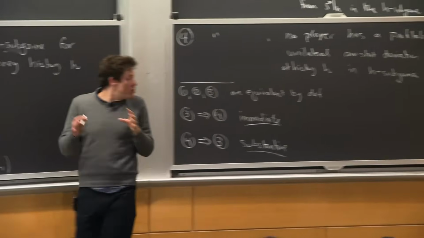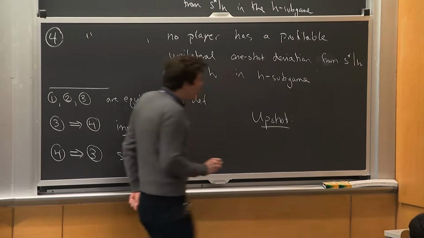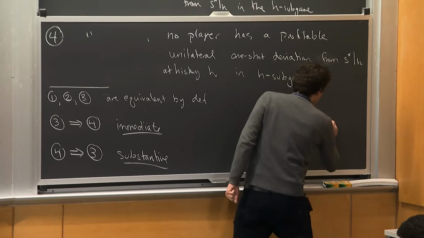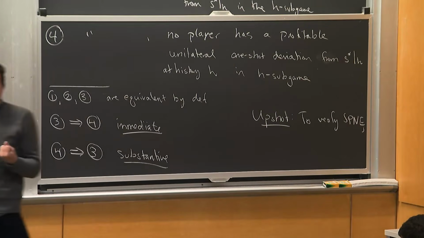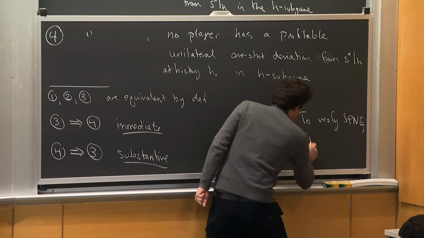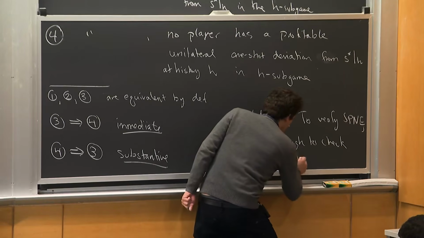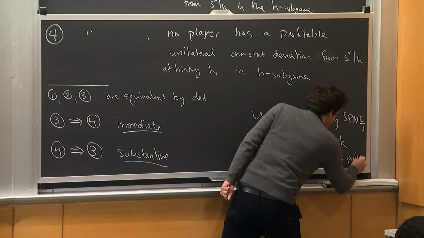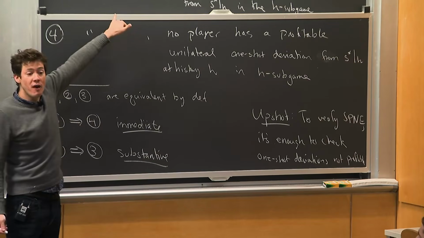So what's the upshot? The upshot is that to verify that a strategy profile is an SPNE, it's enough to check that the one-shot deviations are not profitable. Because if I know that the one-shot deviations aren't profitable, the theorem tells me that no deviations are profitable, and then I'm done.